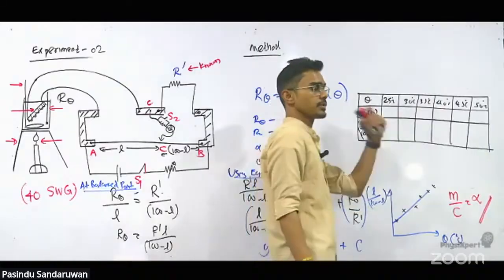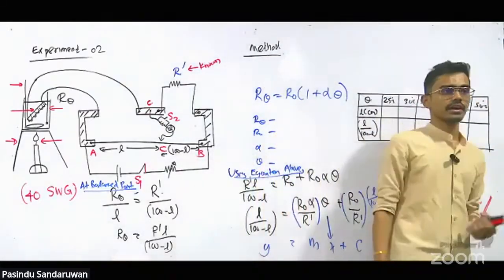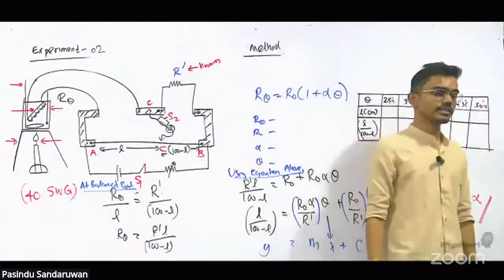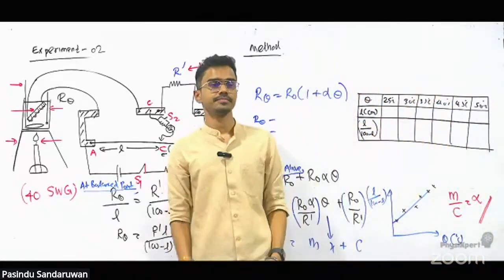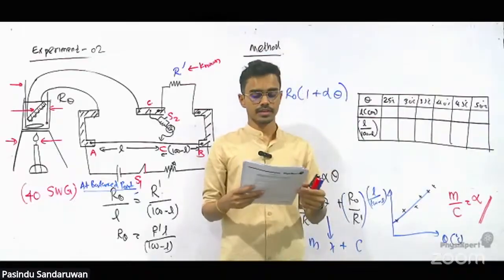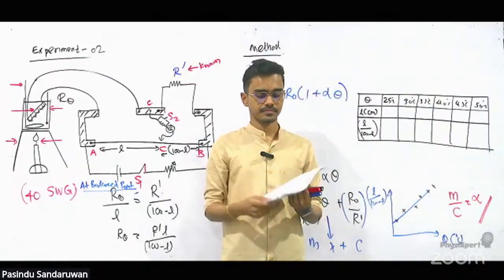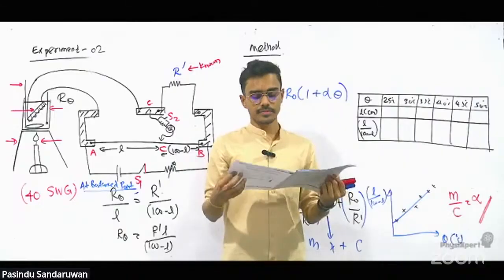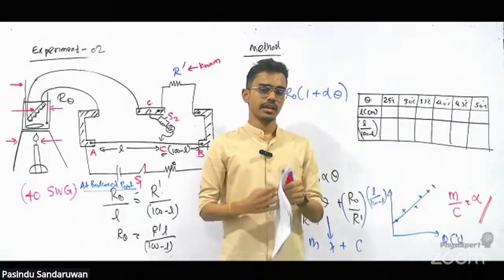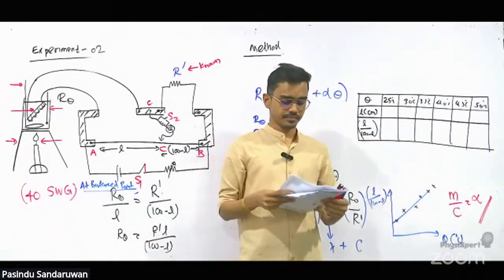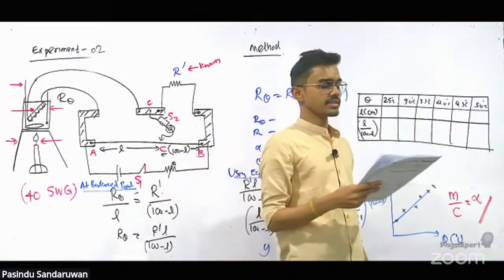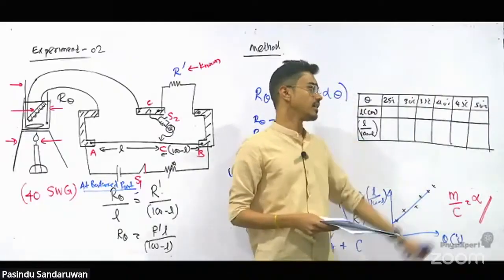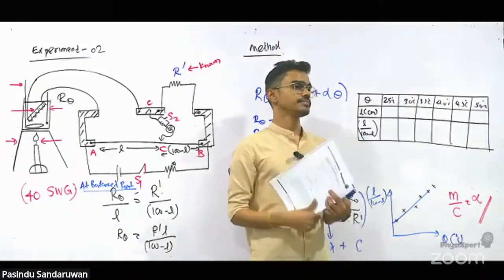Next point. Cut the graph between L over 100 minus L and theta.